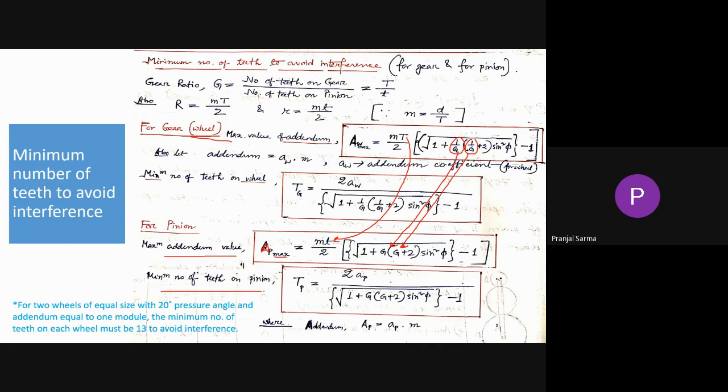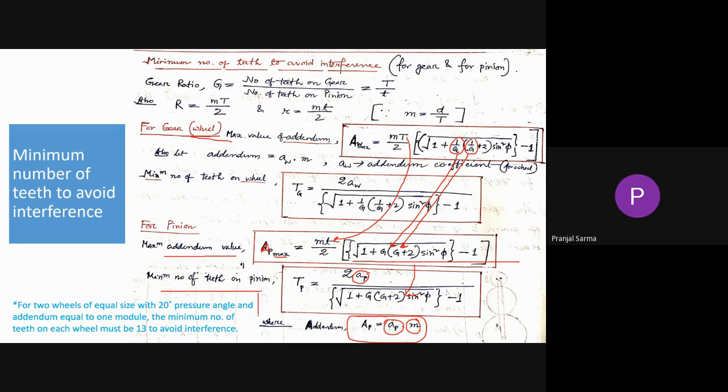And the minimum number of teeth on the pinion, how can we get? TP equal to the same case. So this is the addendum coefficient for your pinion, A suffix P. That means for the pinion, this addendum coefficient multiplied by the module will give you the addendum value for the pinion. So TP equals 2 into this addendum coefficient divided by this portion, where AP, the addendum for the pinion, is the addendum coefficient for the pinion multiplied by the module.